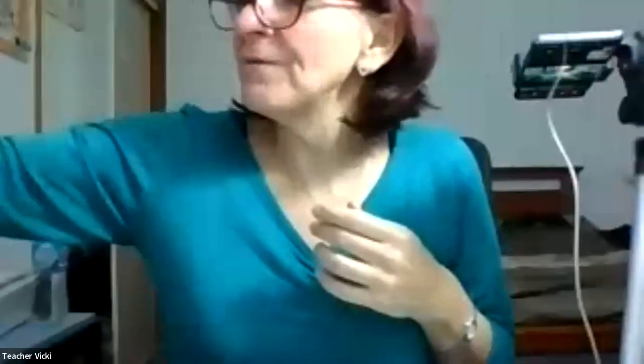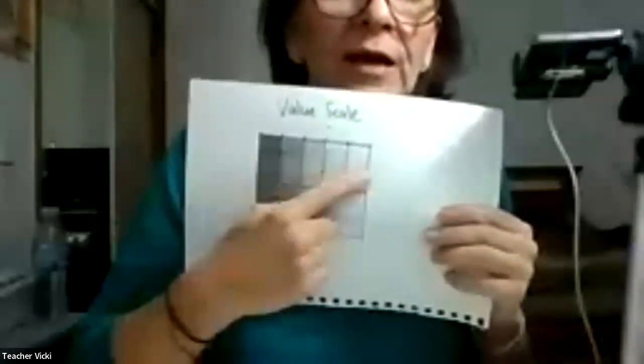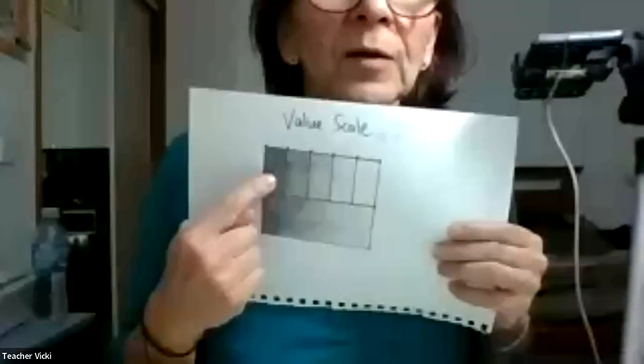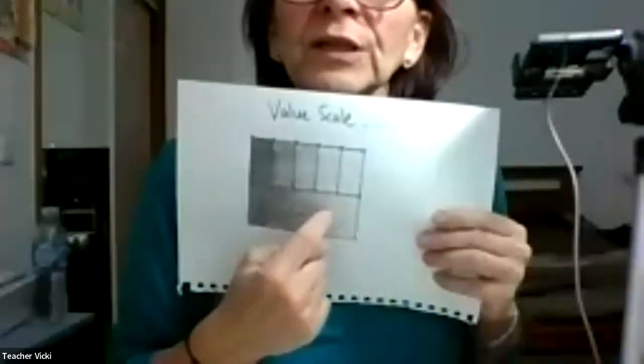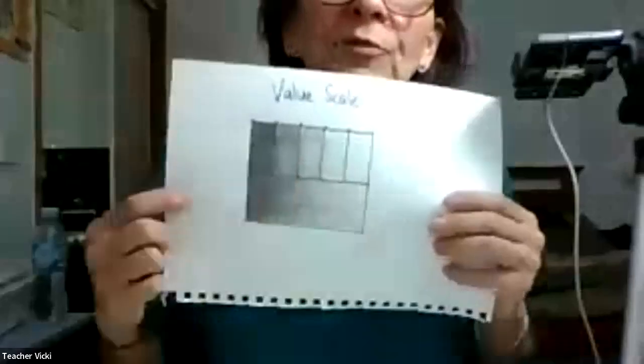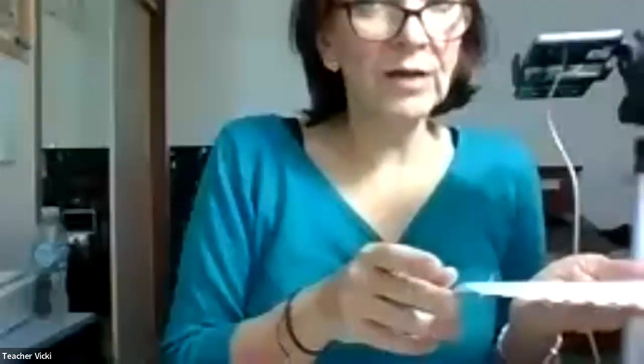Now, when I created these, first of all, we must understand what value is. Value is the light and dark of a picture. That's why we started with this. Okay, so you know what is light and what is dark and how to gradually go from dark to light. When I say gradually, what do I mean? Gradually means slowly, smoothly go from dark to light.